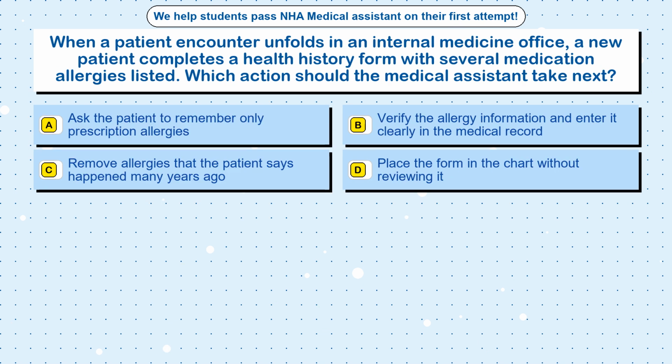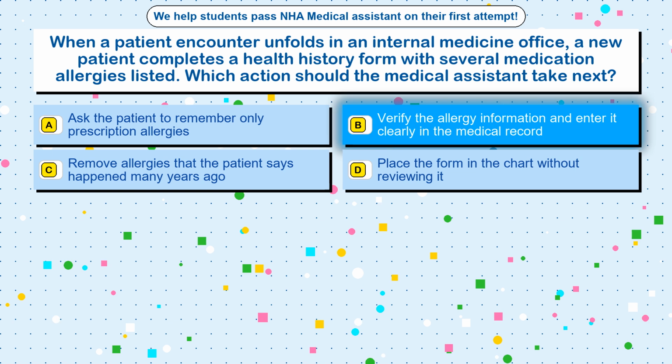Question 65. When a patient encounter unfolds in an internal medicine office, a new patient completes a health history form with several medication allergies listed. Which action should the medical assistant take next? Option A. Ask the patient to remember only prescription allergies. Option B. Verify the allergy information and enter it clearly in the medical record. Option C. Remove allergies that the patient says happened many years ago. Option D. Place the form in the chart without reviewing it. The correct answer is option B.